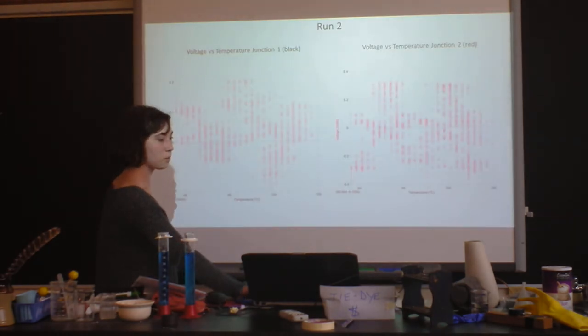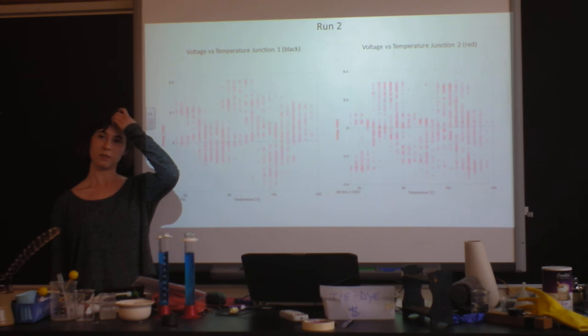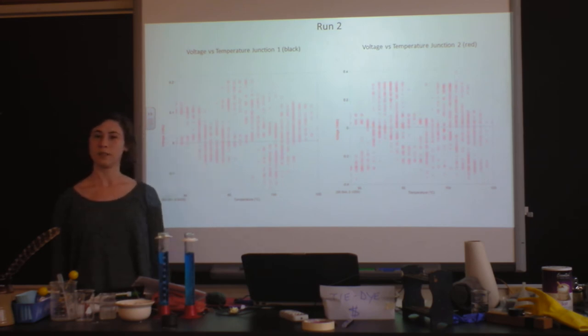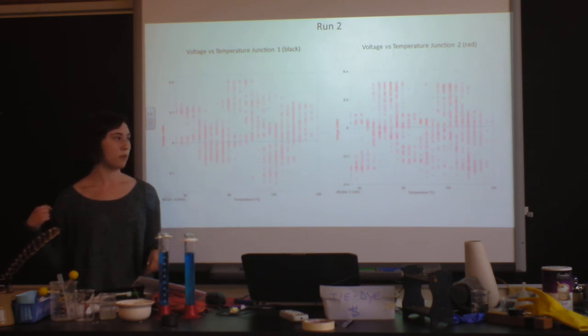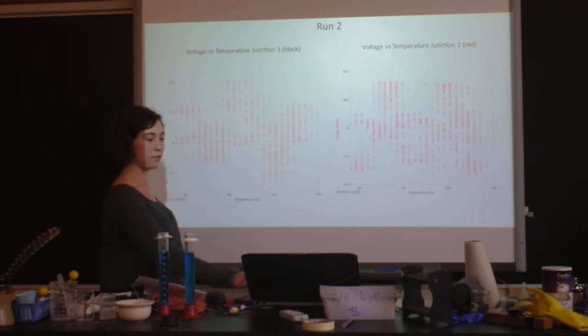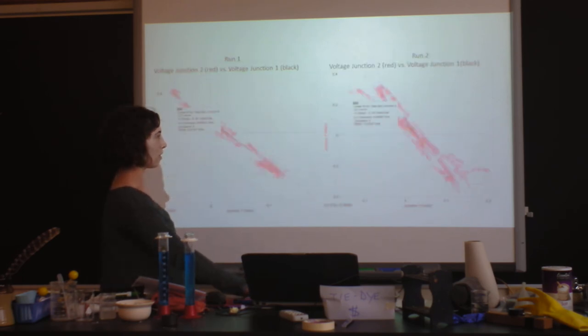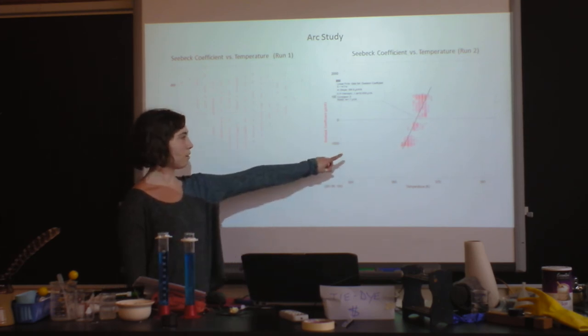Our error was pretty bad, but we think that's mostly because the voltmeters that we used weren't as specific. They weren't able to measure a small enough voltage for the voltage produced between the two temperatures. But we concluded that our hypothesis was right, even though our data might not have been sufficient. We concluded that mostly because of this graph here.